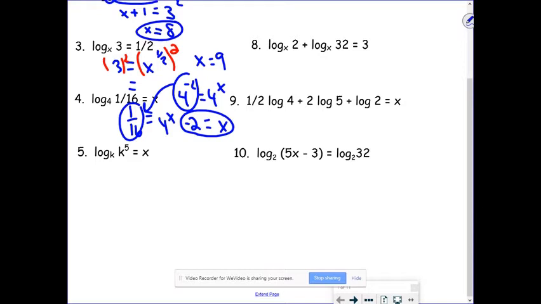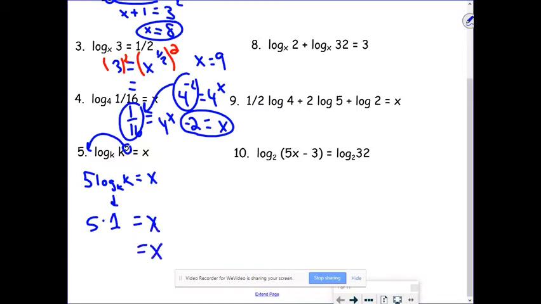In 5, a couple ways I could look at 5 here. The first way, I could move the 5 out in front, and I could write it as log base k of k, and log base k of k is just 1, so I get 5 times 1 or 5.